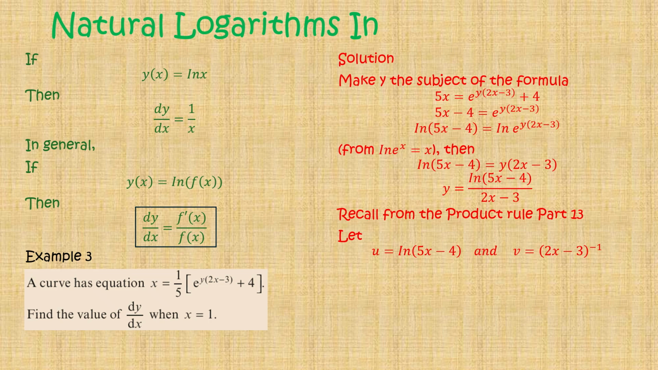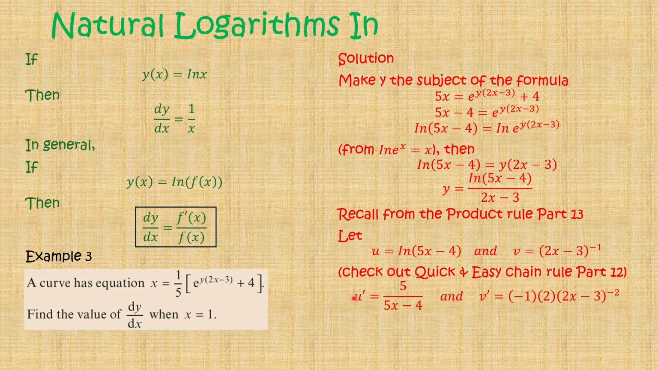Now, I encourage you to also check out the quick and easy chain rule part 12 video where we spoke about how to deal with terms of the manner of v. We covered a lot of ground on that. So this would mean that u prime becomes 5 over 5x minus 4. This we get from the formula for differentiating the natural log, and the v prime would be given by that.